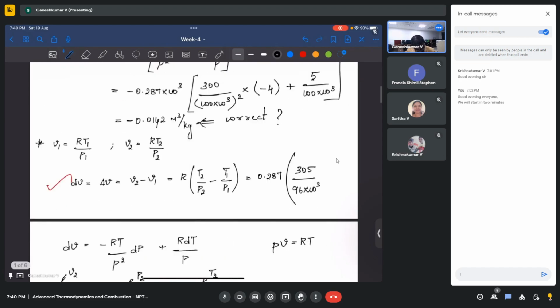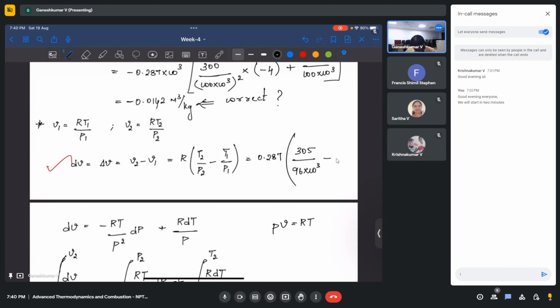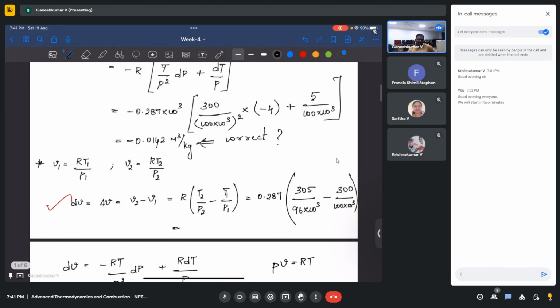Yeah. And minus, what is T1? It's going to be 300 divided by 100 into 10 power 3. How much is this coming? These two things should match. It's a simple problem, but how much confusion does it make? See? So 96 divided by 10 power 3 minus 300 divided by.